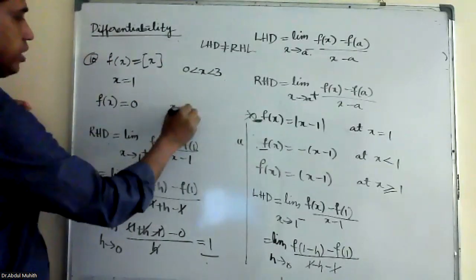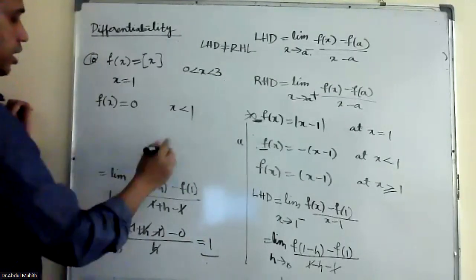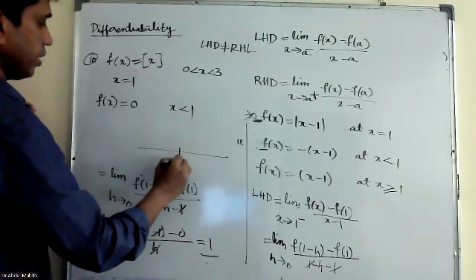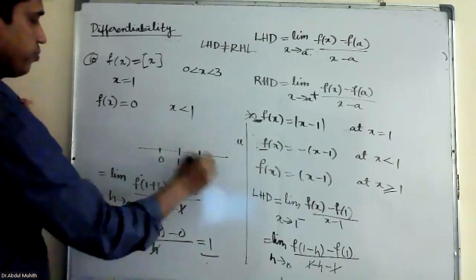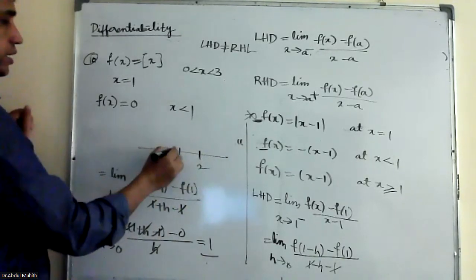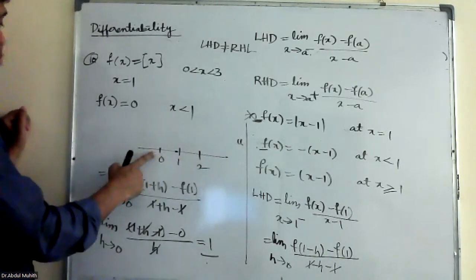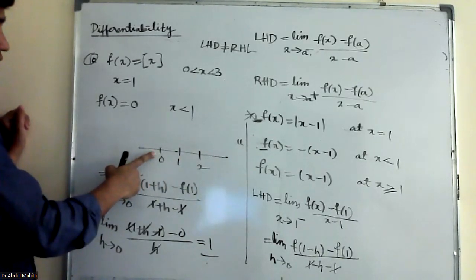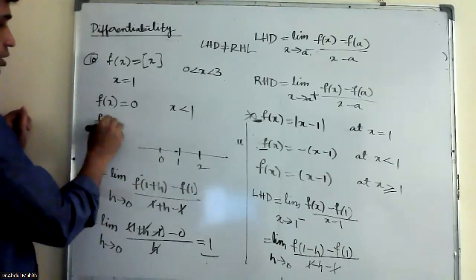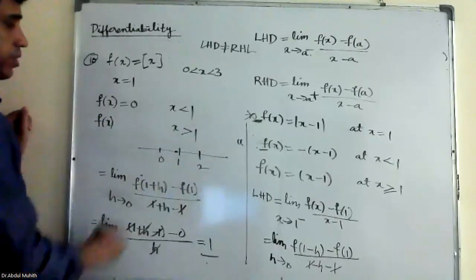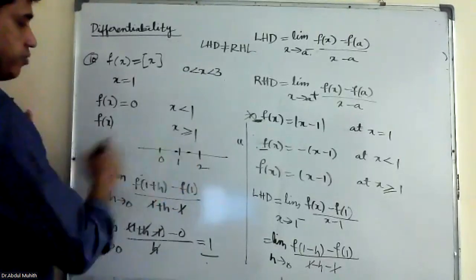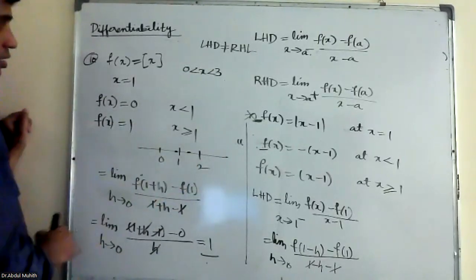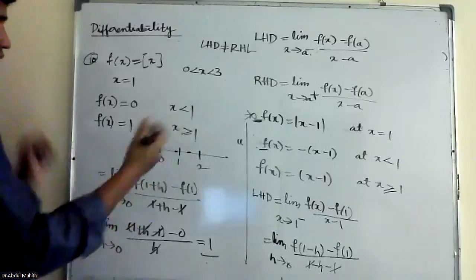Yes, x less than 1. On the number line, this is 0 and this is 2. When it is less than 1, even if it is 0.9, it automatically goes to 0, right? Similarly, if x is greater than or equal to 1, the point is somewhere here, so the answer will be 1, right?